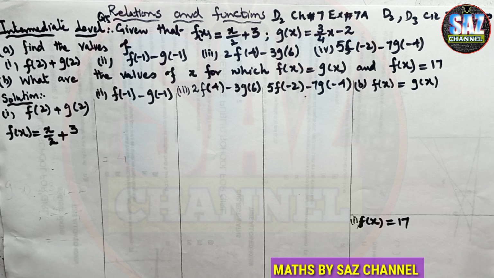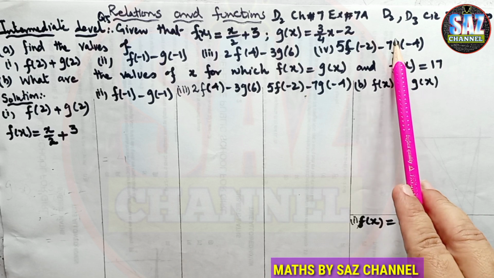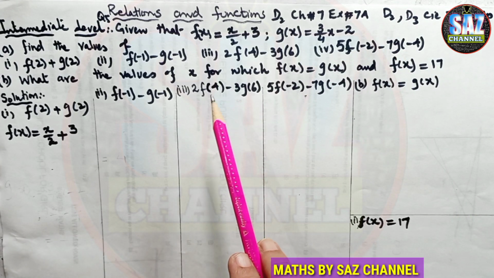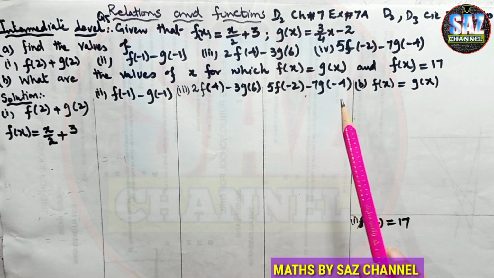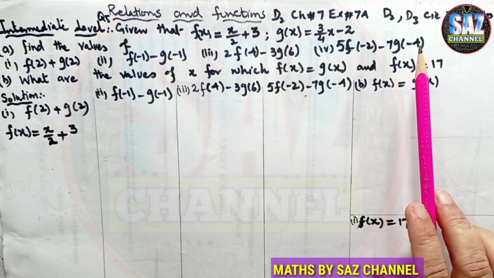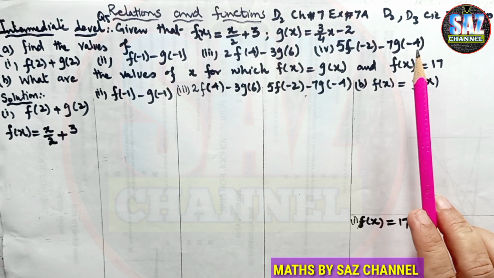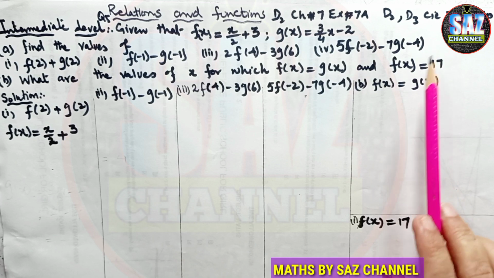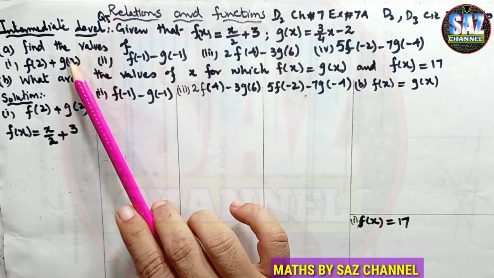This is my third lesson of D2 chapter number 7, that is about relations and functions. This lesson is equally important for D2, D3 students and the students who are preparing for the CIE examination. In this lesson, I will solve intermediate level question number 5.